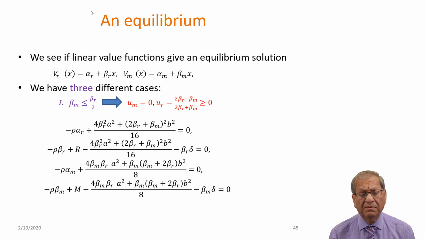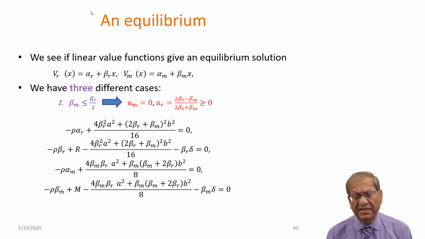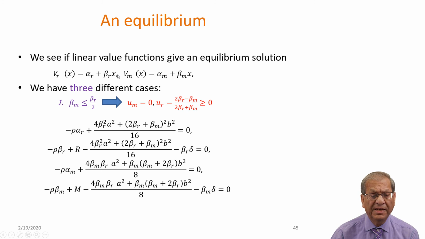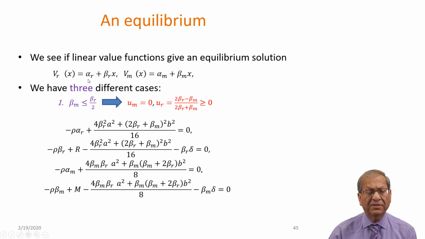This follows from the original Sethi model. If we look for a linear value function, it can be defined: VR of X could be alpha R plus beta R times X, and similarly, we can define VM of X. If we define this, we can compute VM prime and VR prime, and you can substitute that in the previous slide. And then we have three different cases.